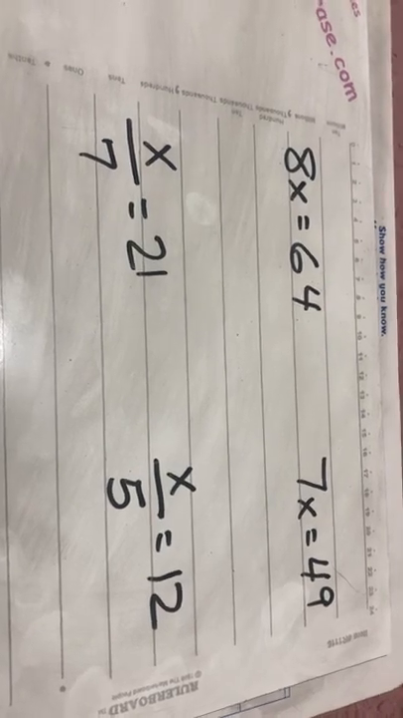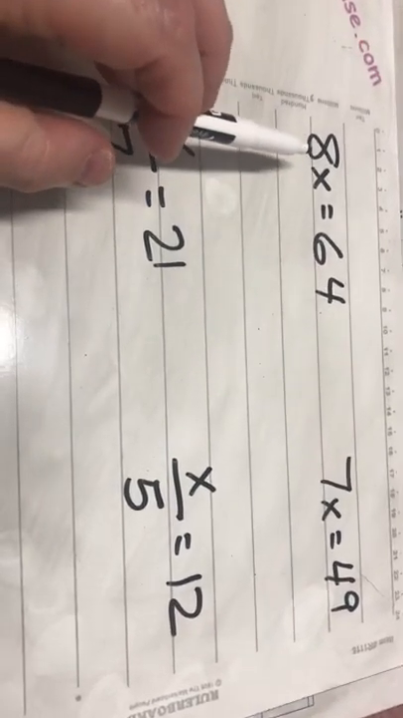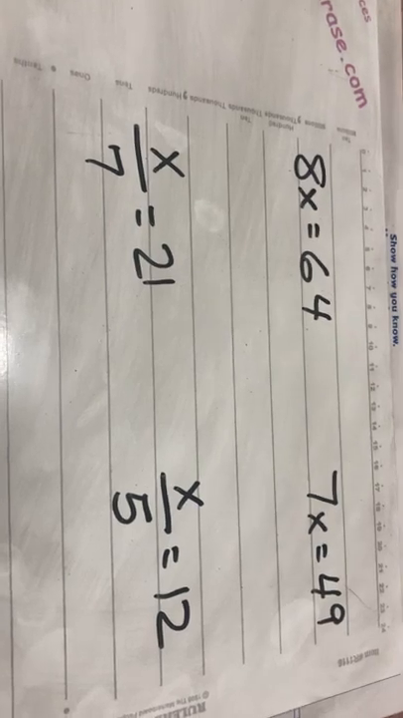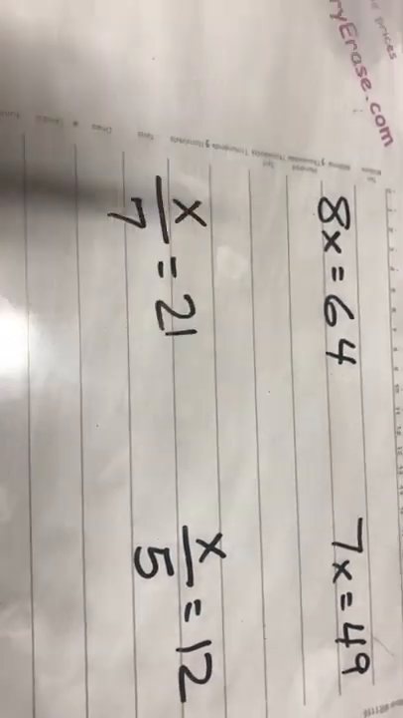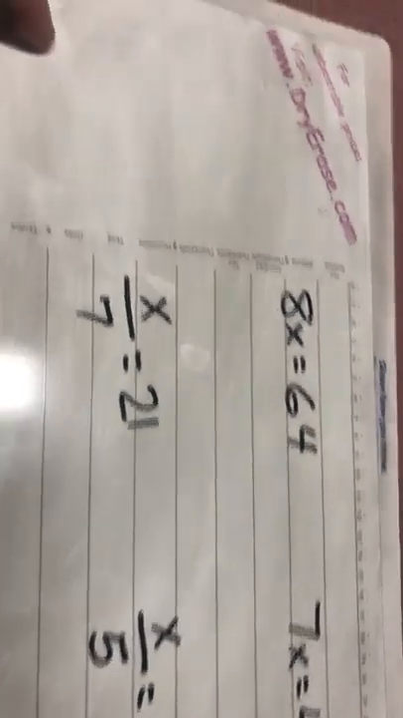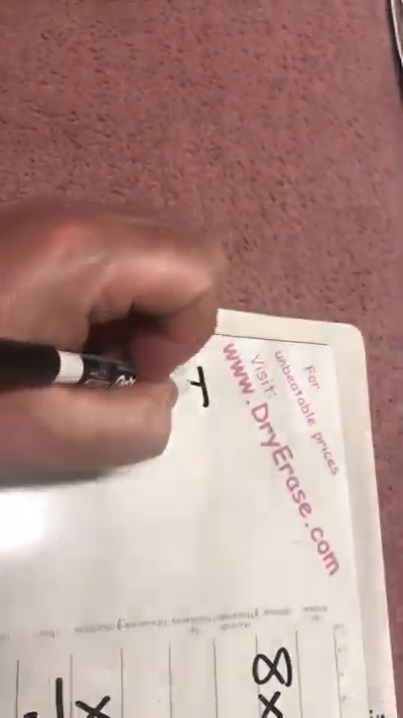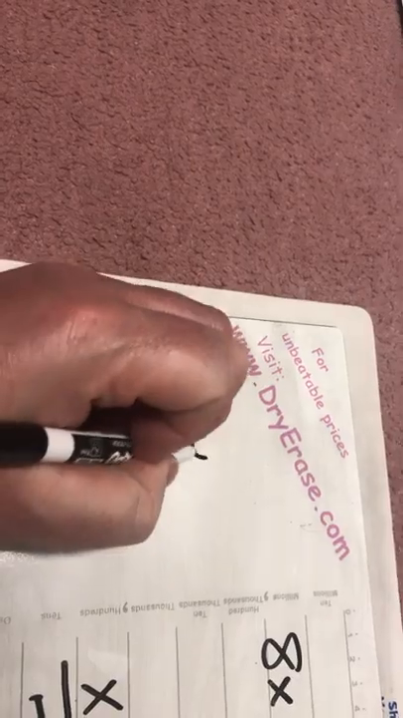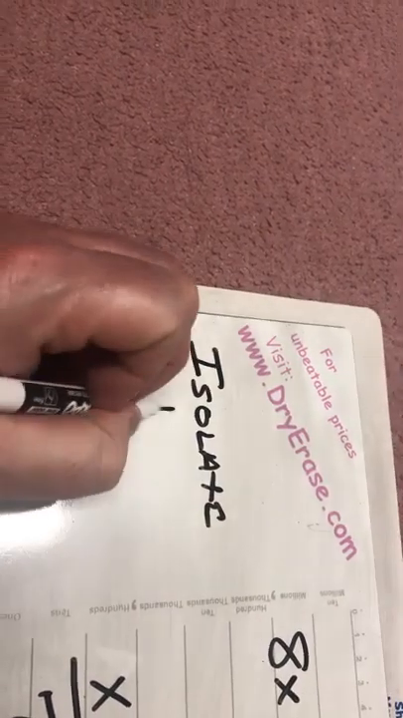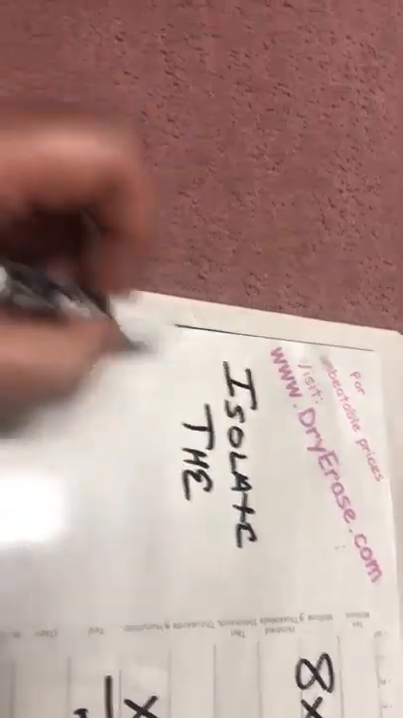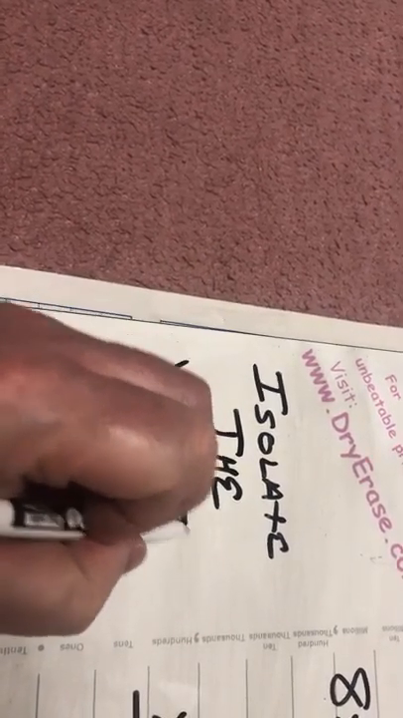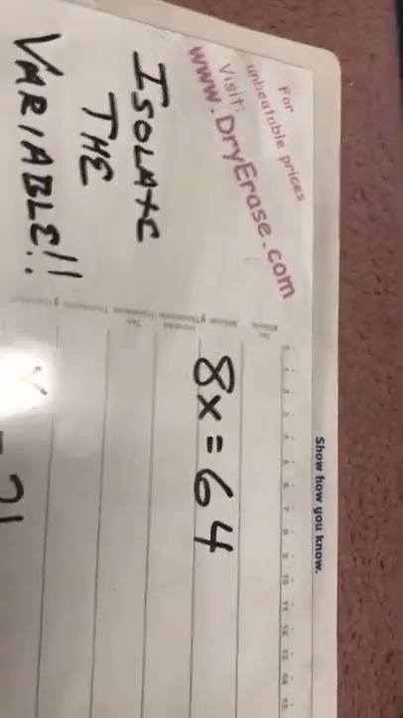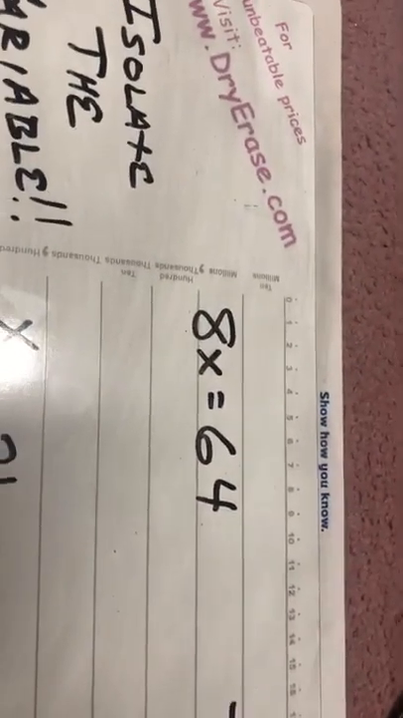Hopefully you'll learn something. We're continuing on solving equations today. However, today we're going to be focusing on multiplication and division equations. But our idea that we presented yesterday remains the same. Isolate the variable. This first one is 8x equals 64.